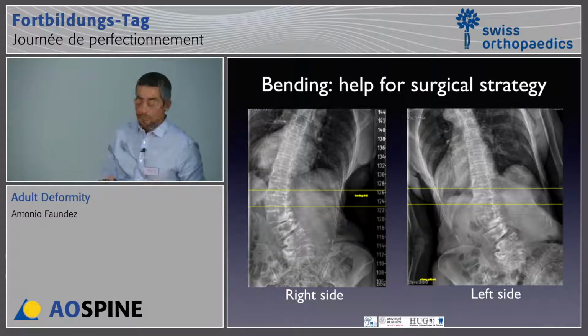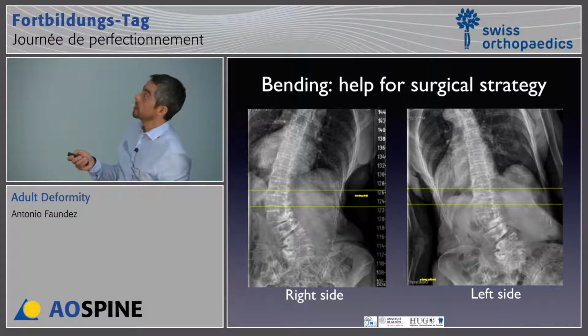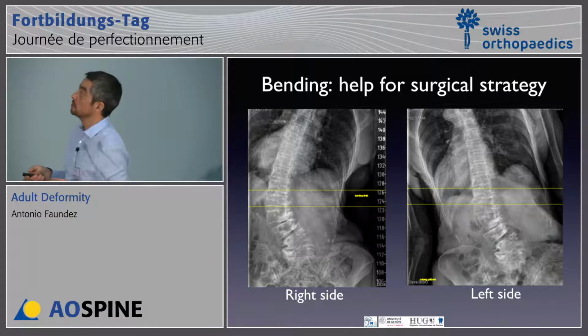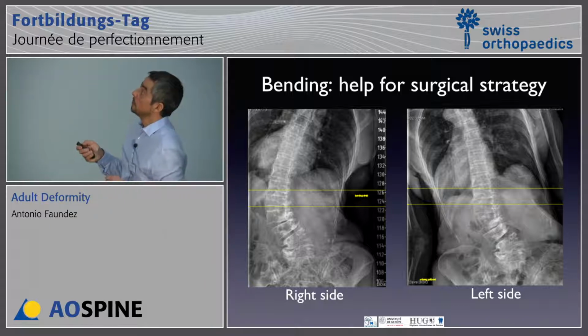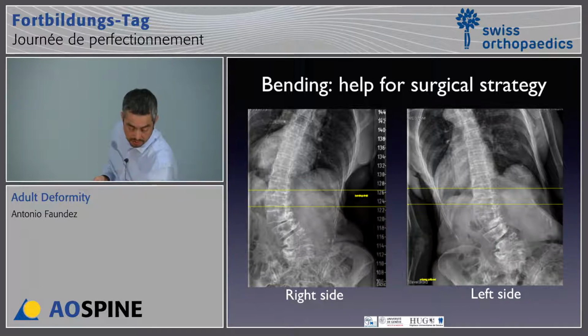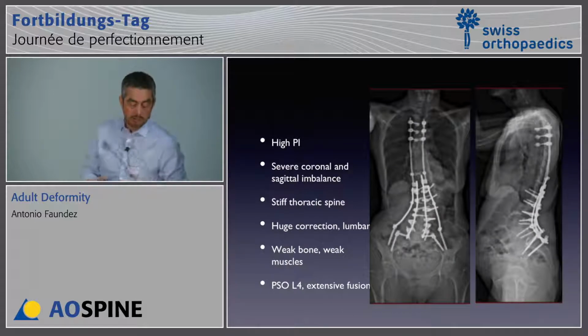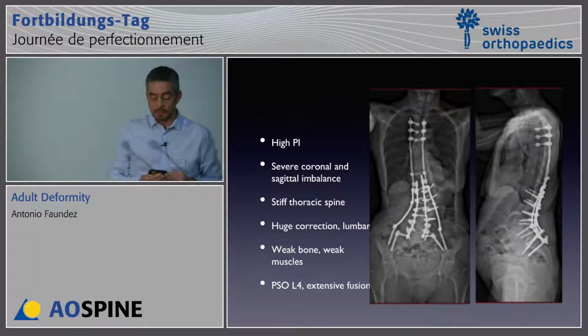So the bending is a helpful surgical strategy. Here you have the right side bending, the left side bending, and you can see that the lumbosacral junction is completely stiff, and there is some abnormal mobility around the apex of the deformity, and the thoracic spine is quite stiff. So the surgical treatment can then be decided.